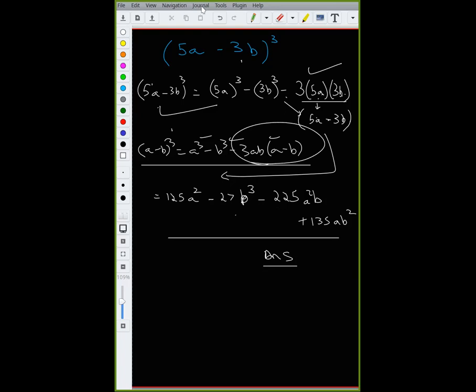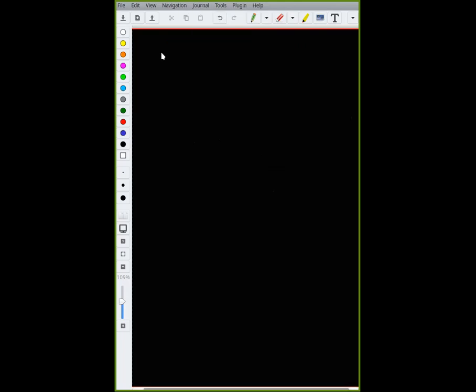Okay. Do another one. Without actually calculating, find the following. 999, the whole thing cubed. Quickly do this. Without actually cubing this value, give me the answer using an appropriate identity. Using an appropriate identity, find 999, the whole thing cubed.